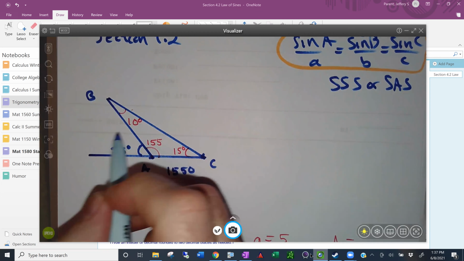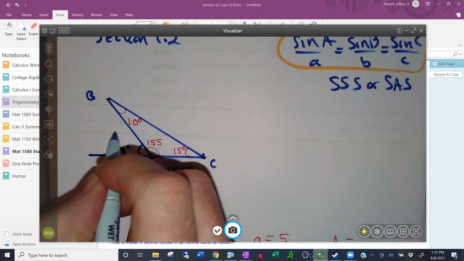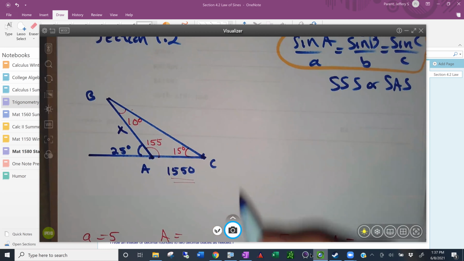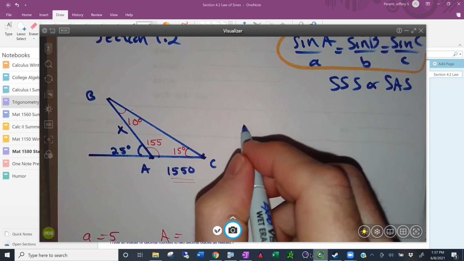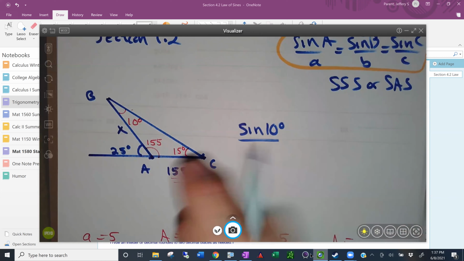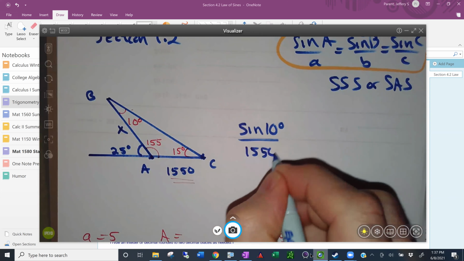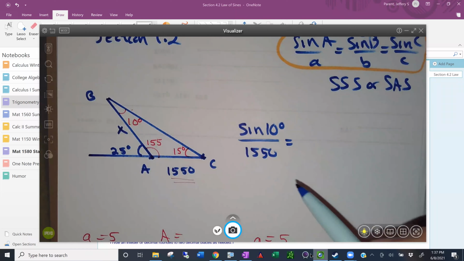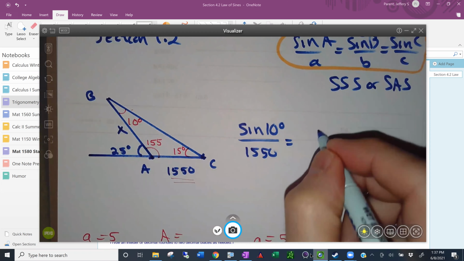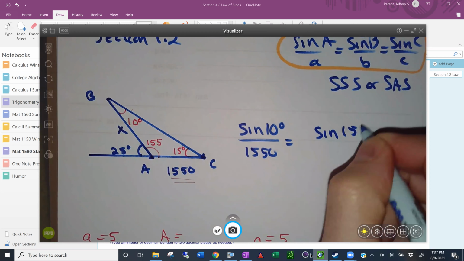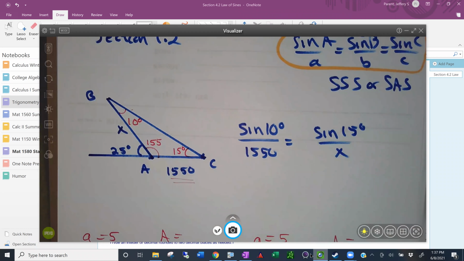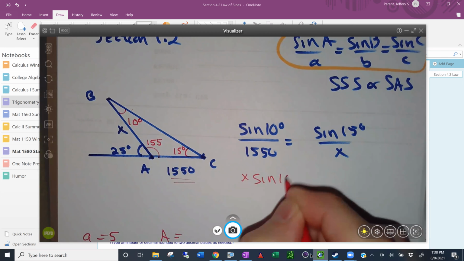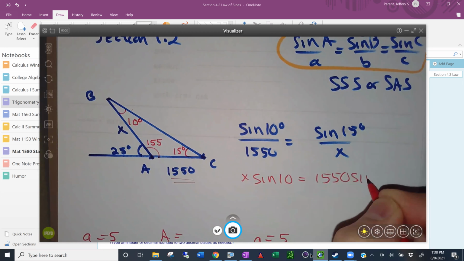Now, I'm not sure what side you want to call this. Just call it X for the moment. We can write this as sine of 10 degrees over 1550 equals the sine of 15 degrees over X. If you cross multiply, and you can do that because you have a proportion, I'll end up with X sine of 10 equals 1550 sine of 15.